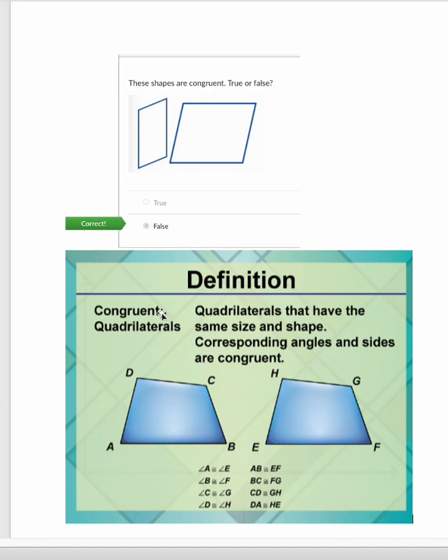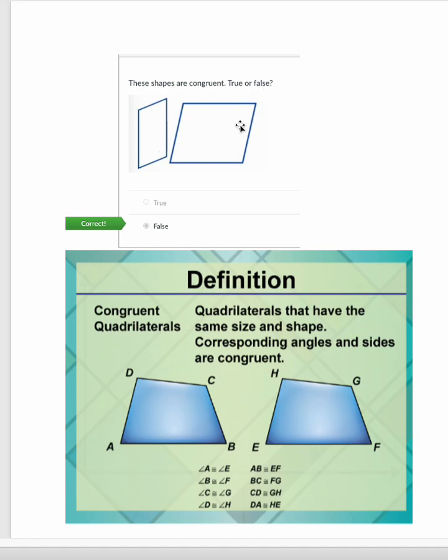We are looking at their angles and we are looking at their sides, and there are certain tests that we perform. Based on the positive results of the tests, we can conclude that the two polygons or two figures are congruent to each other. But in this one, the question up here says these shapes are congruent. Is it true or false?